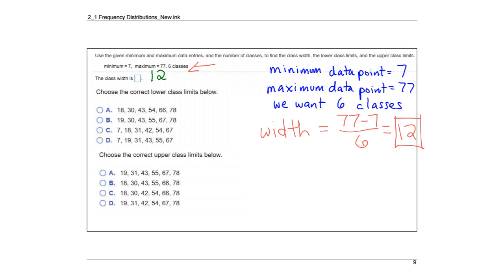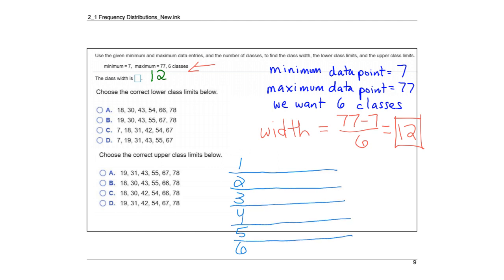Okay, so now we're going to figure out our 6 classes. So when we do this, we're going to start by the smallest data point. So our smallest, let's go ahead and do this. 1, 2, 3, 4, 5, 6. And I'm going to make lines here. Okay, so our minimum point is 7. Right, that's going to be our first class. And to find our lower limit, we're going to work our way down by adding 12 every time.